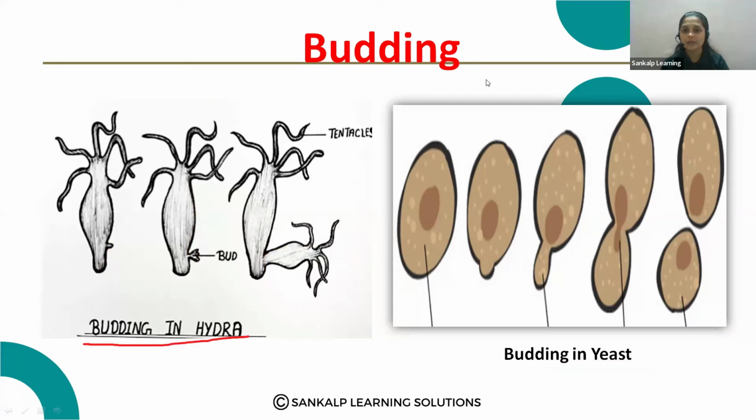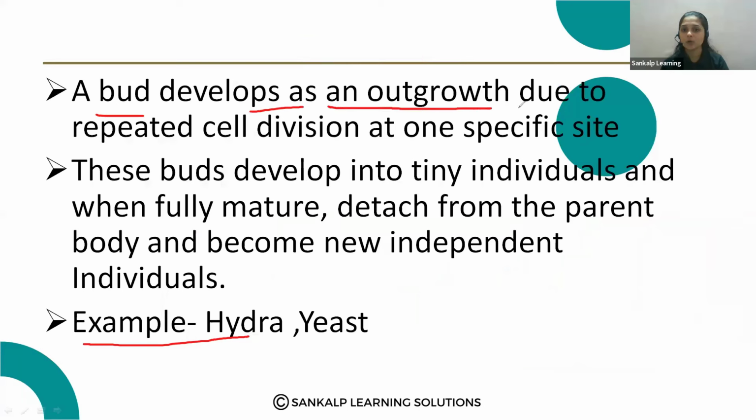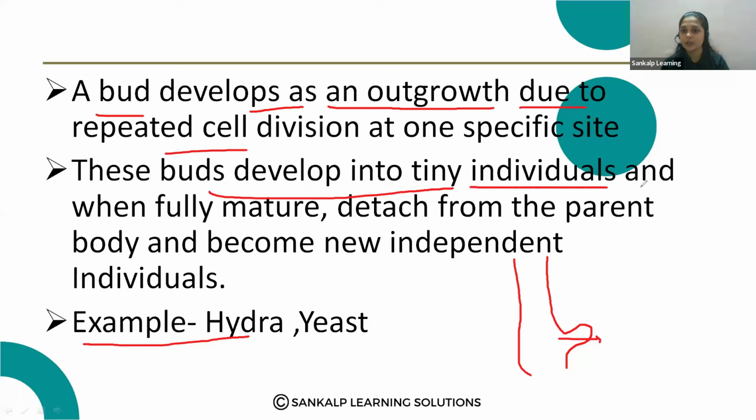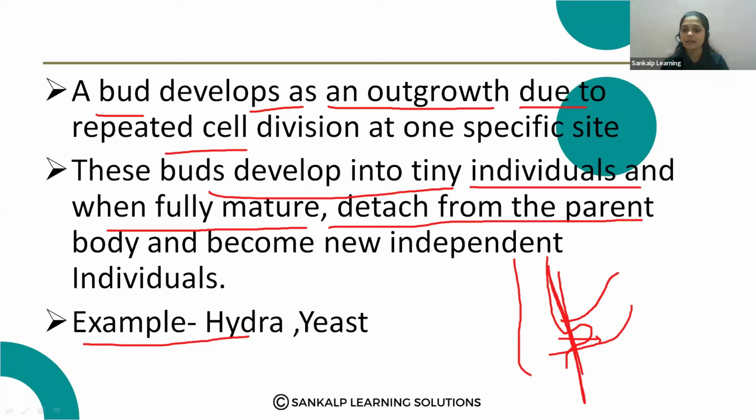Budding. Okay, so what is budding then? A bud develops as an outgrowth due to repeated cell division. The bud is growing on the parent body because of cell division. Buds develop into a tiny individual, and when fully mature, detach from the parent body and develop into a new individual, observed in Hydra and yeast.